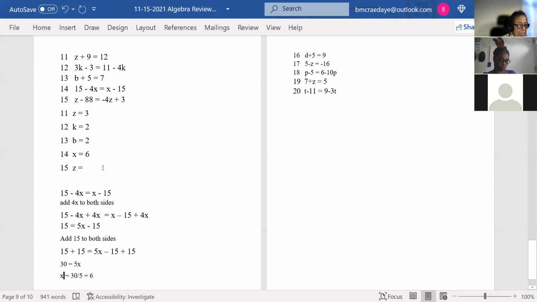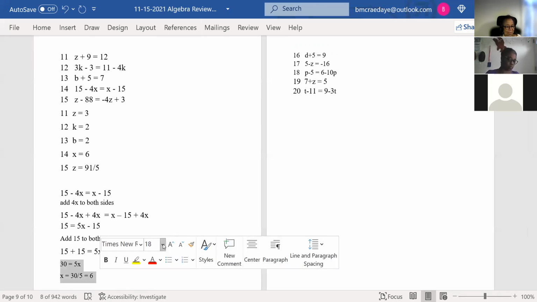Now 15. What did you get, Vanessa, for 15? 91 over 5. It's an improper fraction. Maureen, do you know how to do number 15? I didn't even do that. I made a mistake. I should have put Z, but I put 2. What happened? Well, I had a 2 instead of Z.